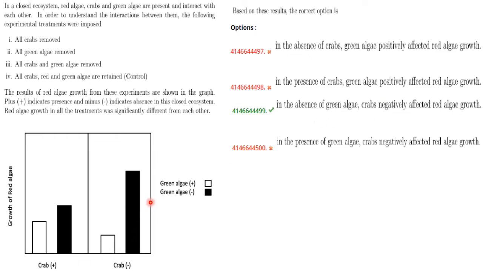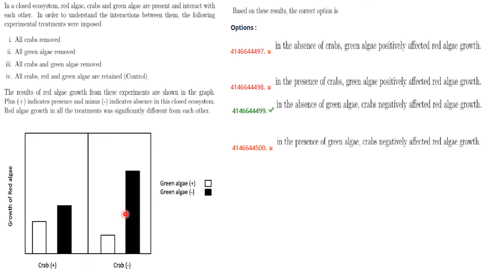In the absence of green algae, crab negatively affected red algal growth. So in the absence of green algae and in the presence of crabs, that is this graph, this bar diagram, crabs negatively affected red algal growth. So if crabs are present, red algal growth is lower when compared to green algae absent and crabs absent. So in the absence of green algae, crabs negatively affected red algal growth.